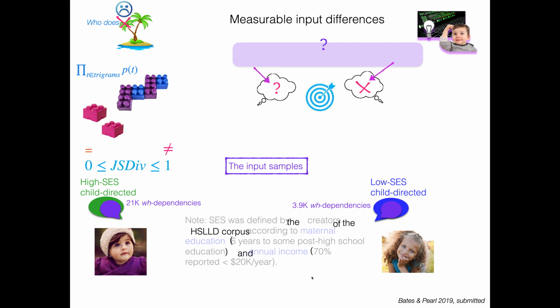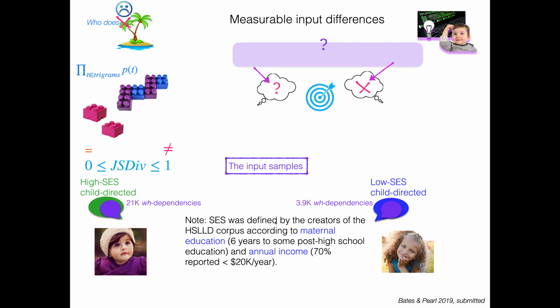And in case you're curious how SES was defined, it was defined by the creators of the HSLLD corpus according to two factors. One is maternal education: all of the mothers of these children had 6 years to some post-high school education at most. And the other is the family's annual income, and 70% reported making less than 20K a year at the time this corpus was collected.